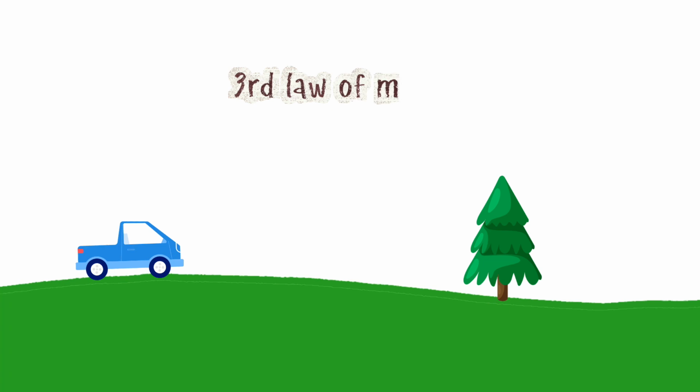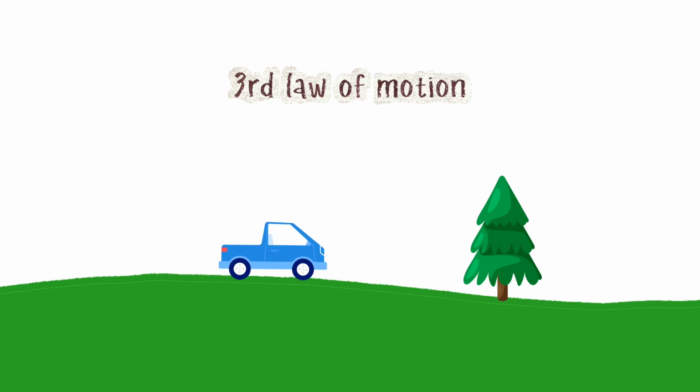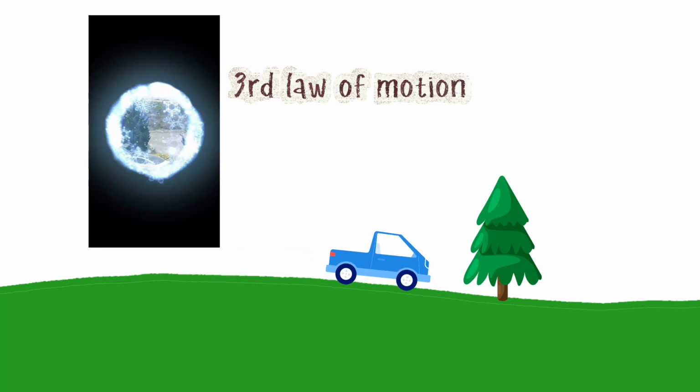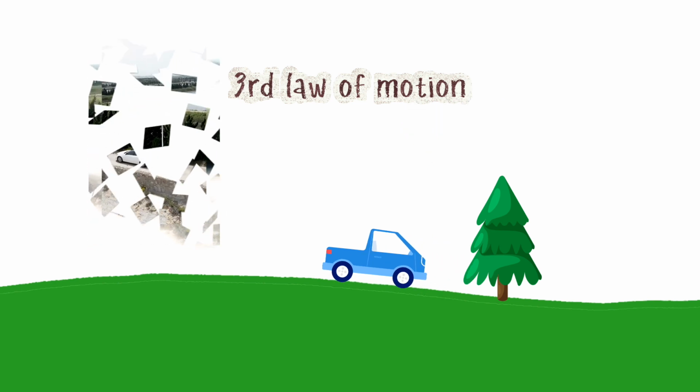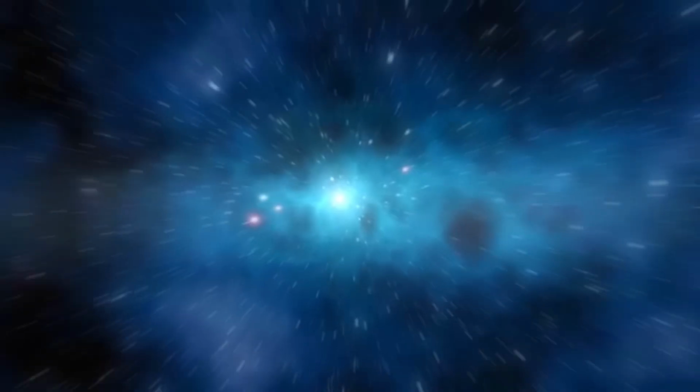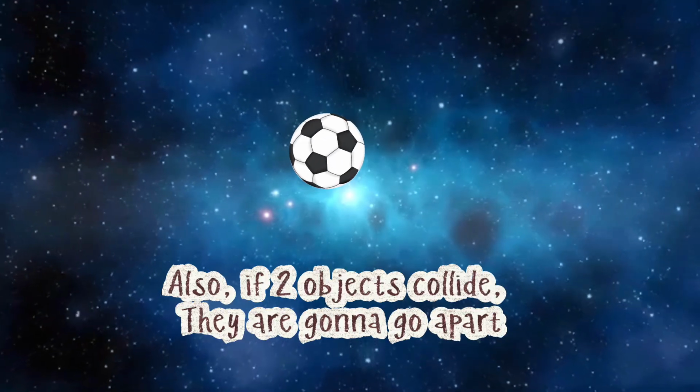Now, a car is going to bump into a tree. And then you're going to notice how it bounces back. That is another law that Newton made. Also, if two objects crash into each other, they're going to collide and go apart.